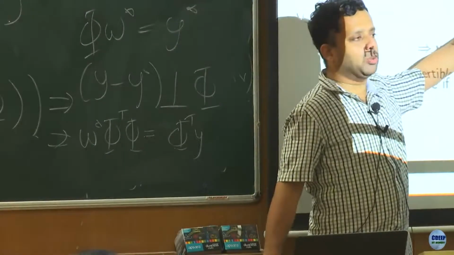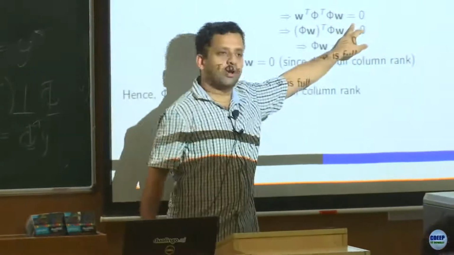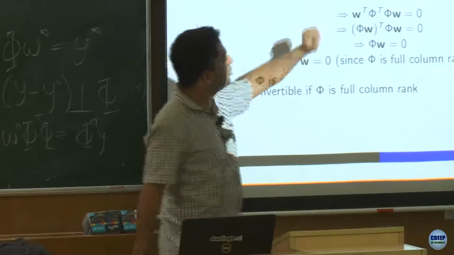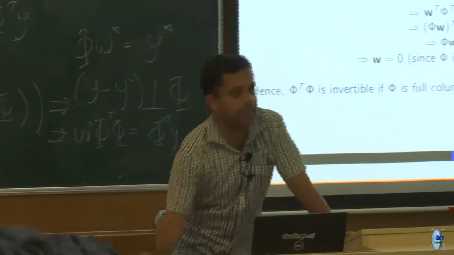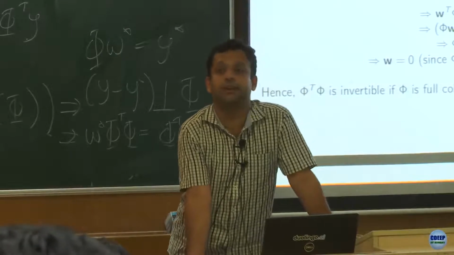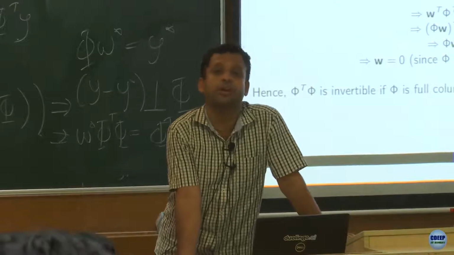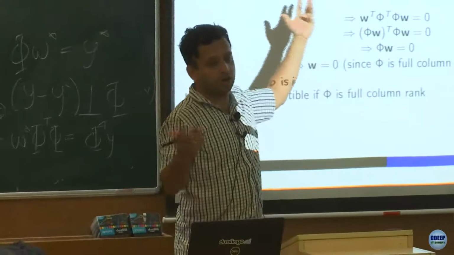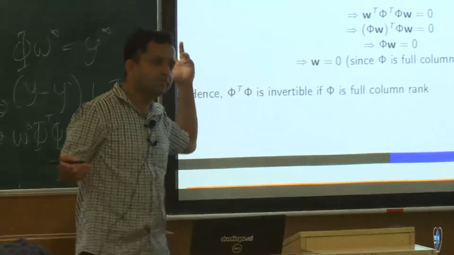You pre-multiply by W transpose, but W transpose phi W should also be equal to 0. In fact, I could also further say that if it were not invertible, then W can be non-zero. But let's say for the time being there exists some W, it may be 0 or non-zero. So pre-multiplying by W transpose, a 0 expression will remain 0.